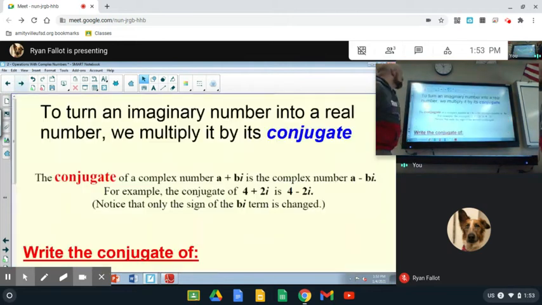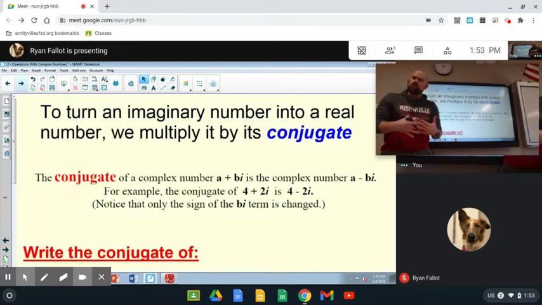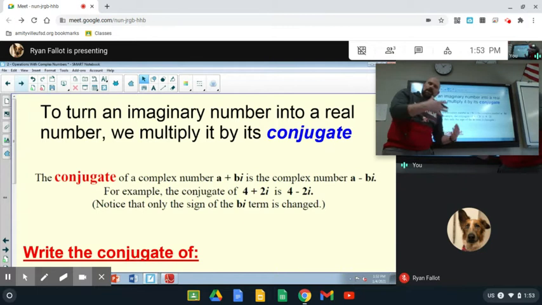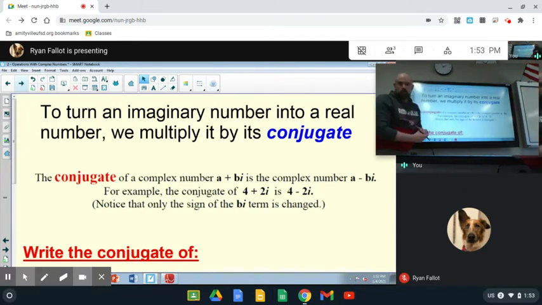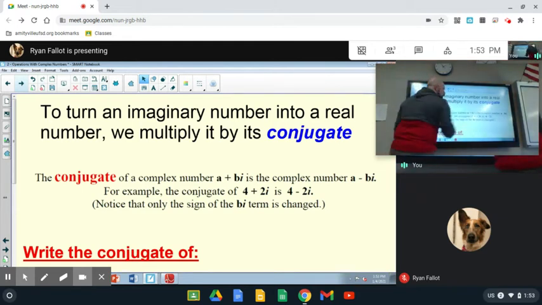What about turning an imaginary number into a real number? Well, in our radicals unit, we learned how to rationalize a number by turning it from an irrational number into a rational number. And there was a point we spoke about something called a conjugate. And if you remember, a conjugate is just when you negate the second term of the binomial, meaning you change the sign in the middle. So the conjugate of 4 plus 2i is 4 minus 2i.